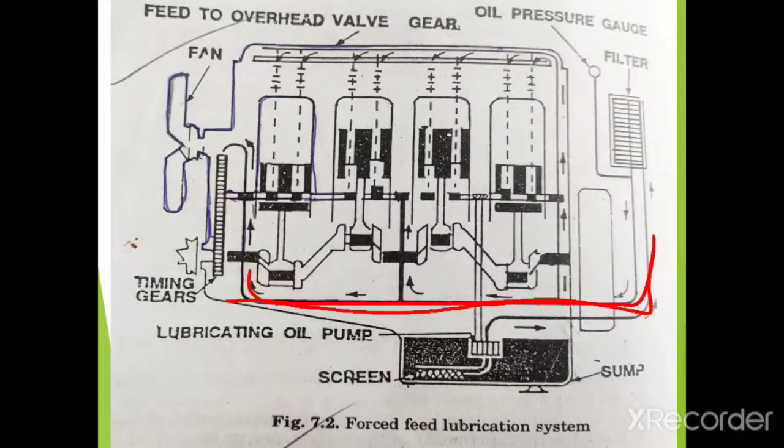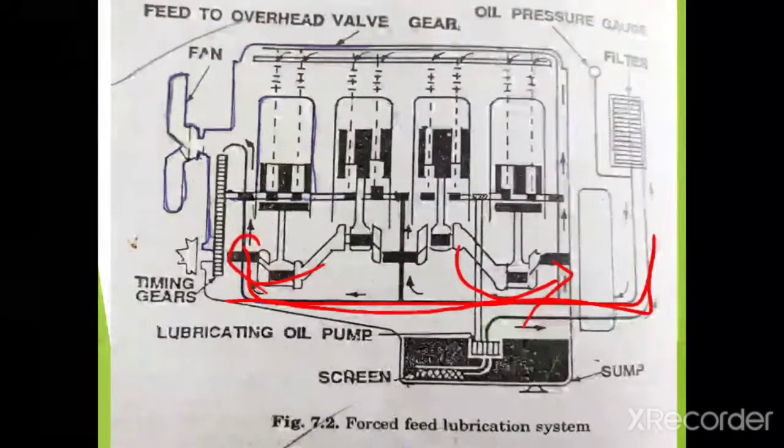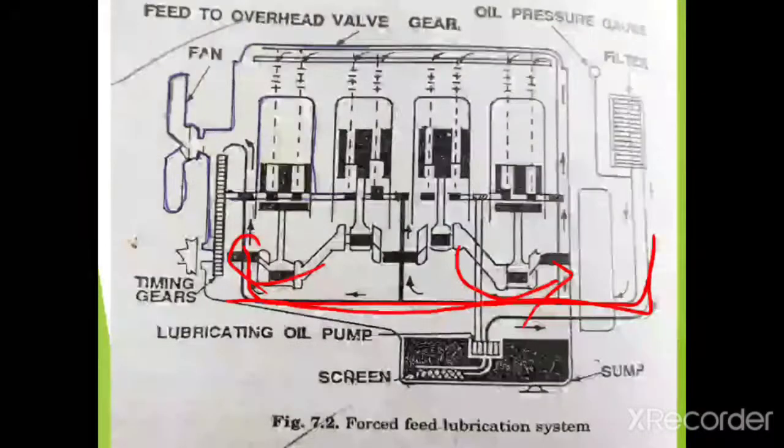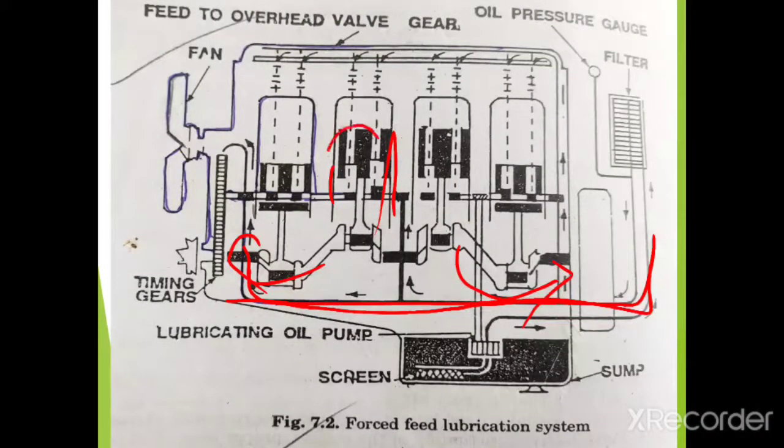Then from this pipe it goes to each main bearing through drilled holes, and from the main bearings it goes to the big end bearings of the connecting rod, and through the drilled holes in the crankshaft, and from there it goes to lubricate the valves, then pistons and rings. Then there is a separate oil gallery to lubricate the timing gears.